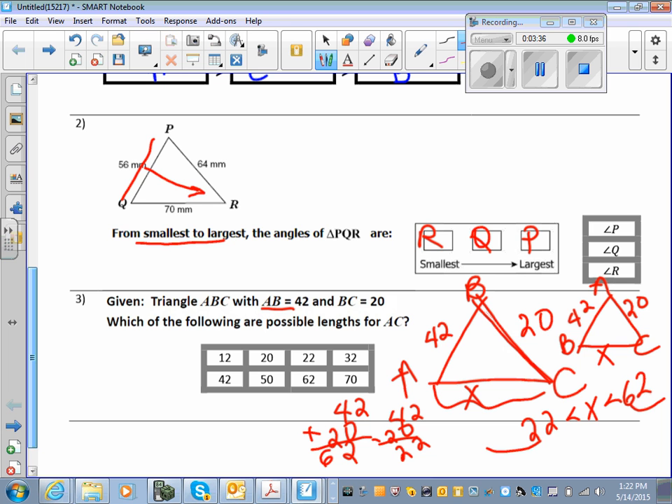So what are your options here that are between 22 and 62? Come on. 42, right? 50 and 32. There's nothing 62 or 70 or 22. We can't use those. So no, we can't do 22 or 62. Remember, it doesn't have the equal sign on it. So make sure you do 22 is less than X less than 62.